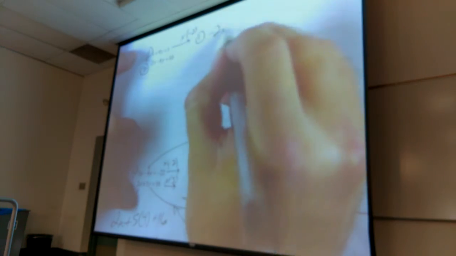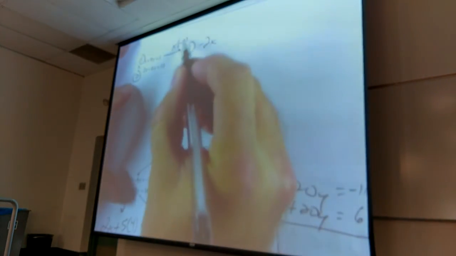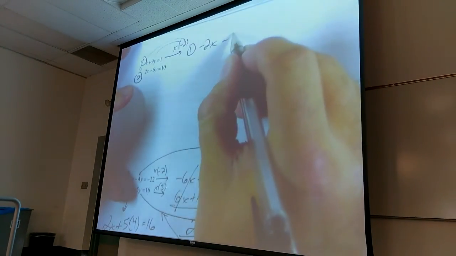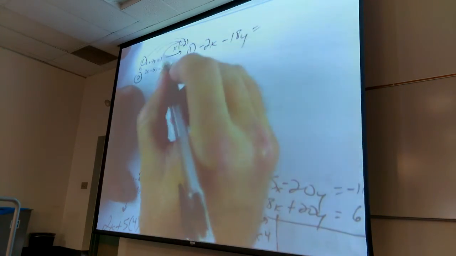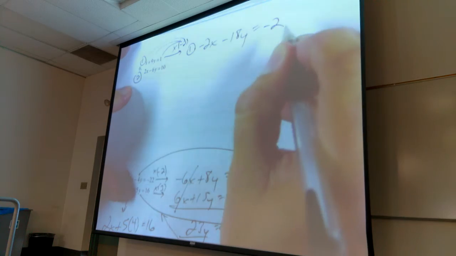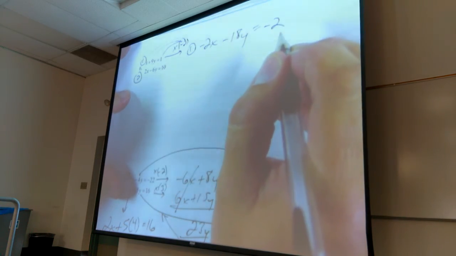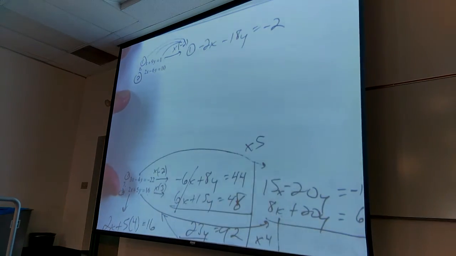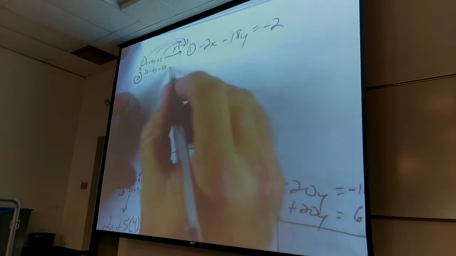Yeah, I get negative 2x. Keep going. Minus 18y equals negative 2. The most common mistake is to forget that poor little dude on the other side. You got to multiply both sides of the equation by something. And the second one I'm going to leave alone.